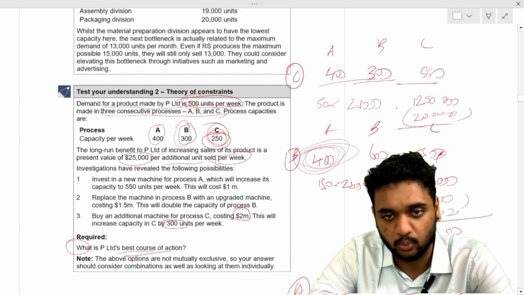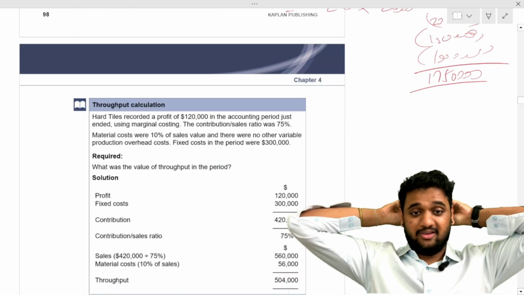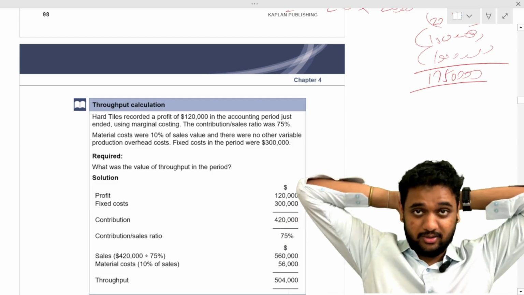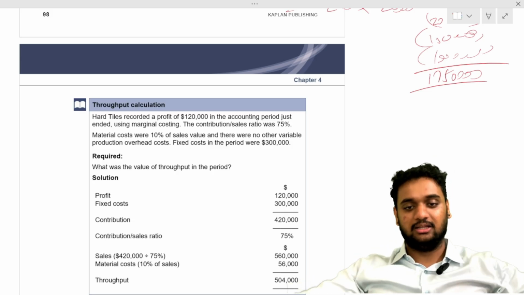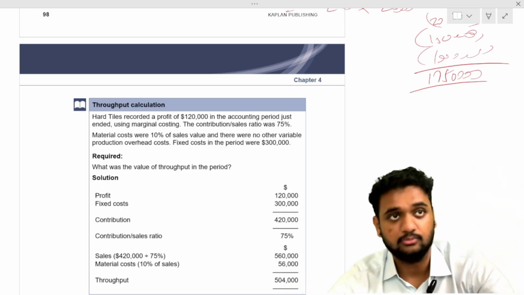Test and understanding question number 2. Okay. In throughput accounting, we have certain concepts to be covered. We'll cover that, then we'll cover target costing, and then we'll close today's class. Okay.